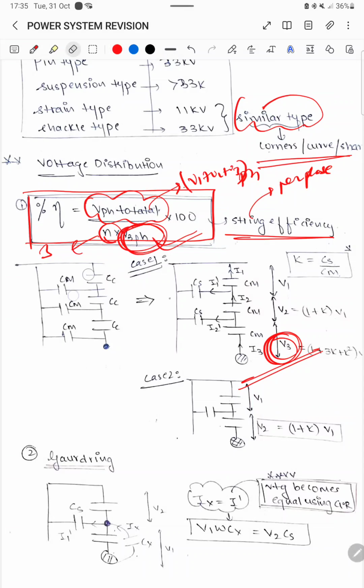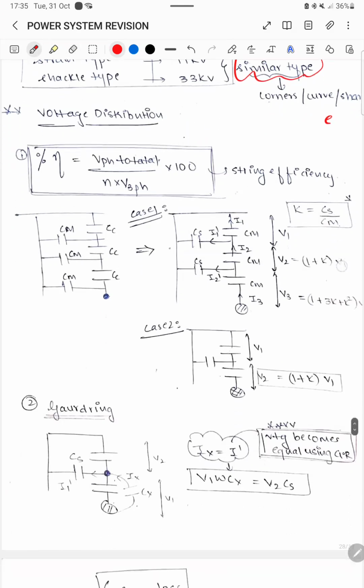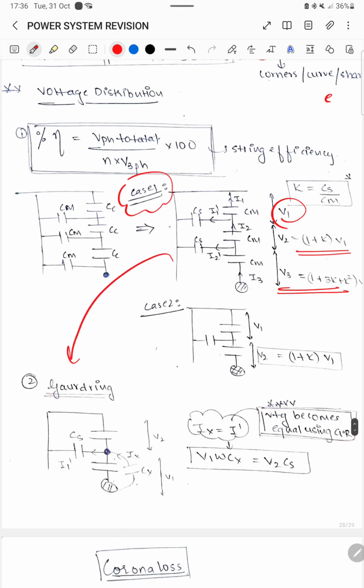Now if voltage is distributed in three levels, that is the first case. The one which is closest to the conductor, V3, is 1 plus 3k plus k square V1, V2 is 1 plus k V1, and then V1. And what is k? K is nothing but Cs upon Cm. You must be observing that V1, V2, V3 are unevenly distributed. To overcome this, we follow the guard ring concept.